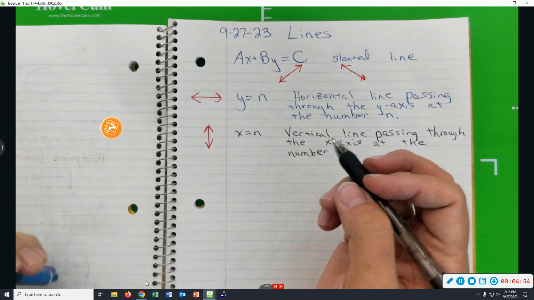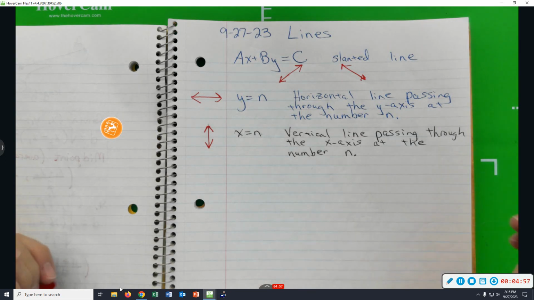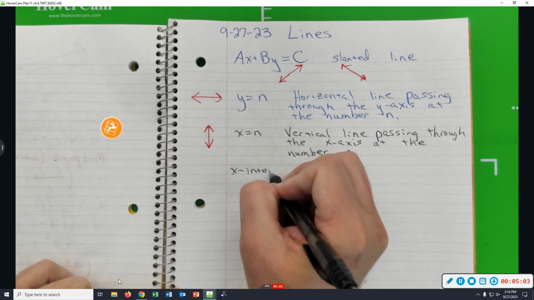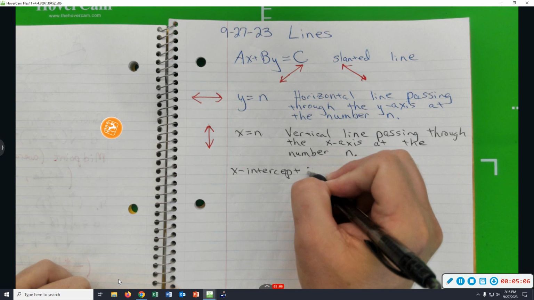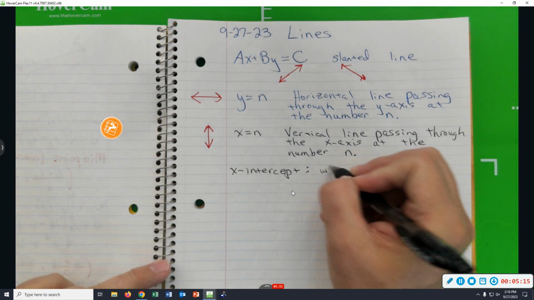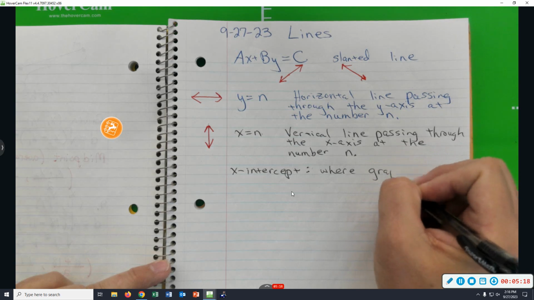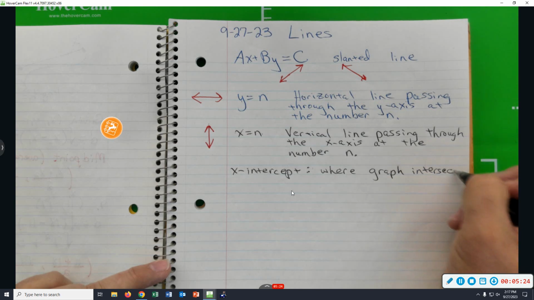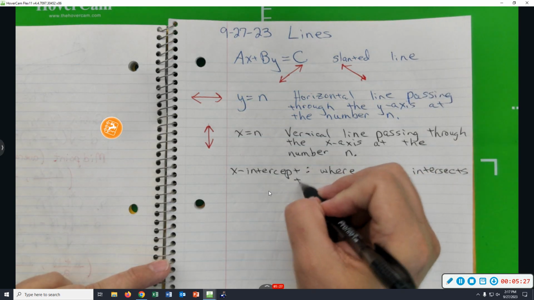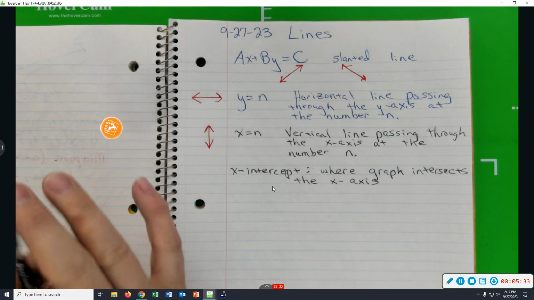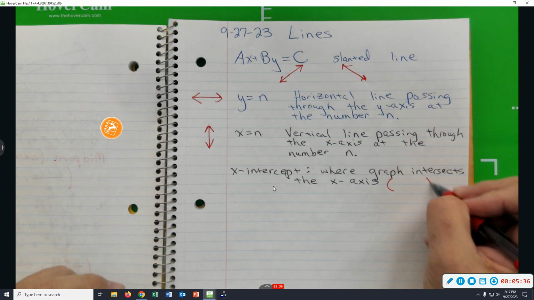Intercepts. Intercepts tell us where a graph intersects the respective axes. An x-intercept is the ordered pair where the graph intersects the x-axis. It's an ordered pair, and I'm going to write an example of the ordered pair.